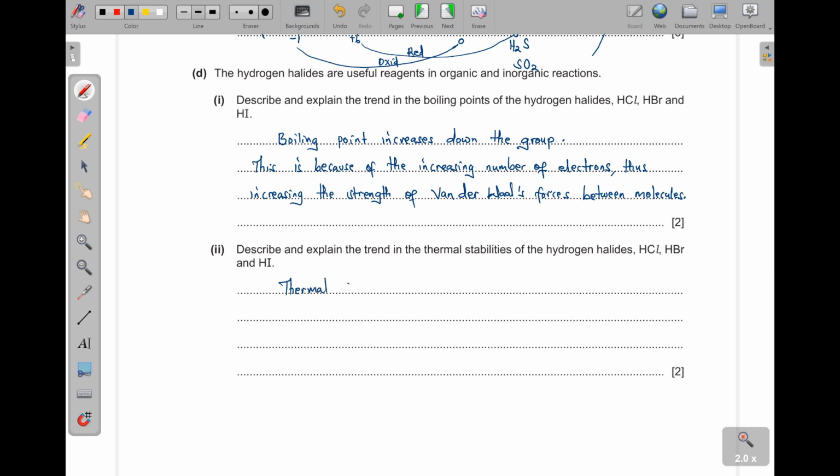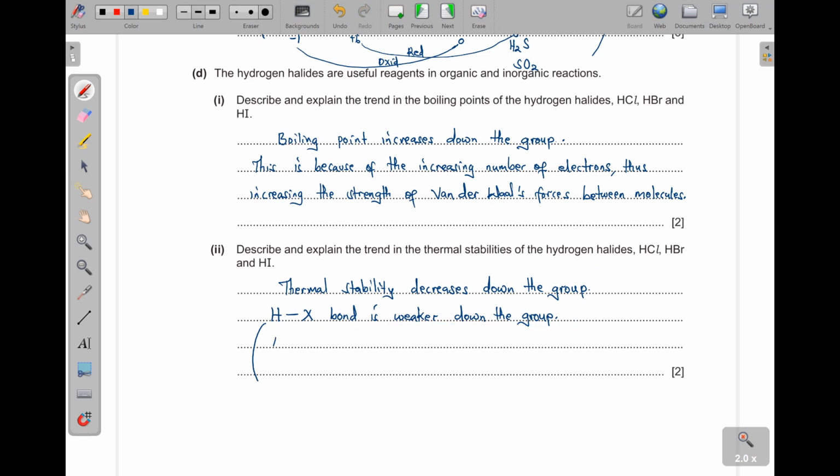Thermal stability decreases down the group. Okay, why? The hydrogen to halogen bond is weaker down the group. Why? Let me add an explanation for this one here, but these are the 2 points that you're supposed to put.